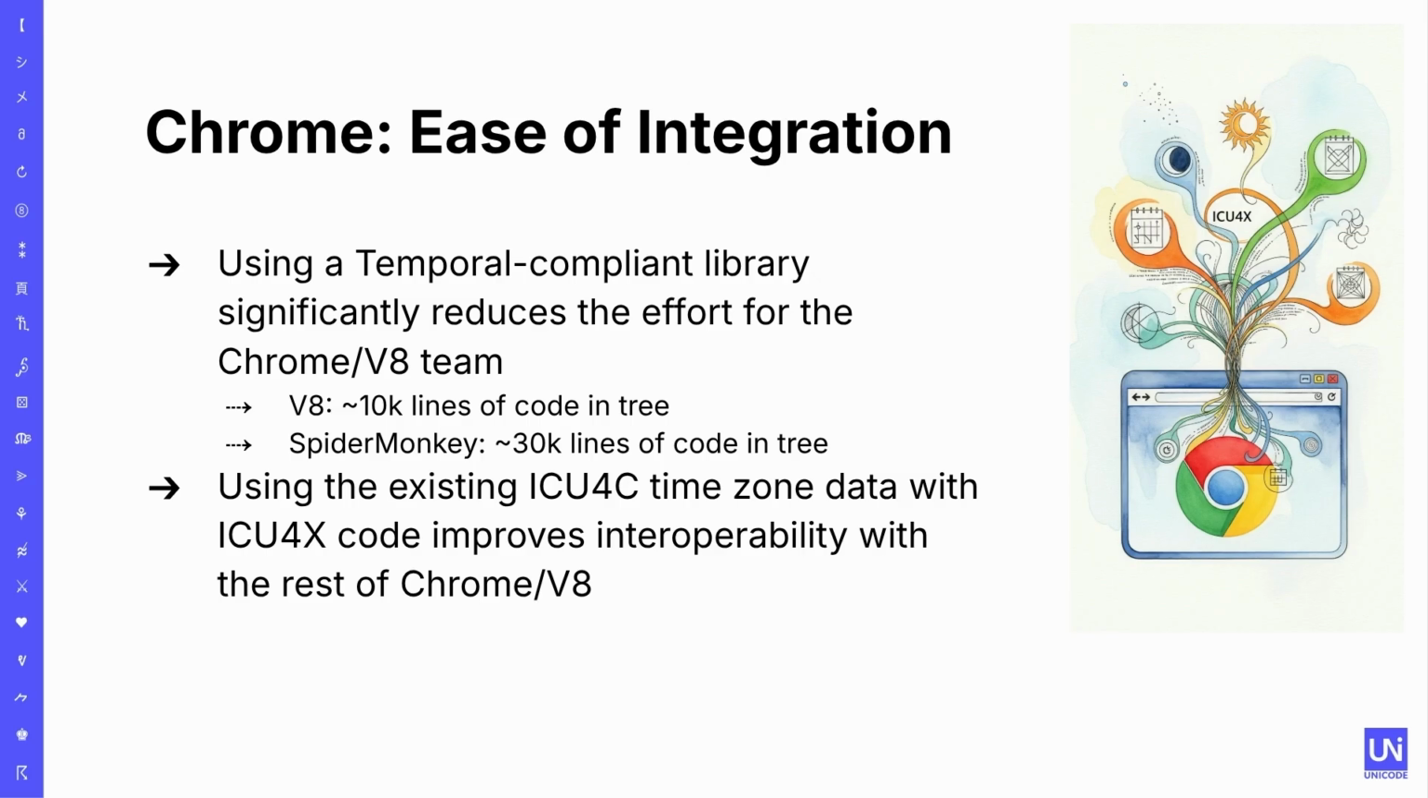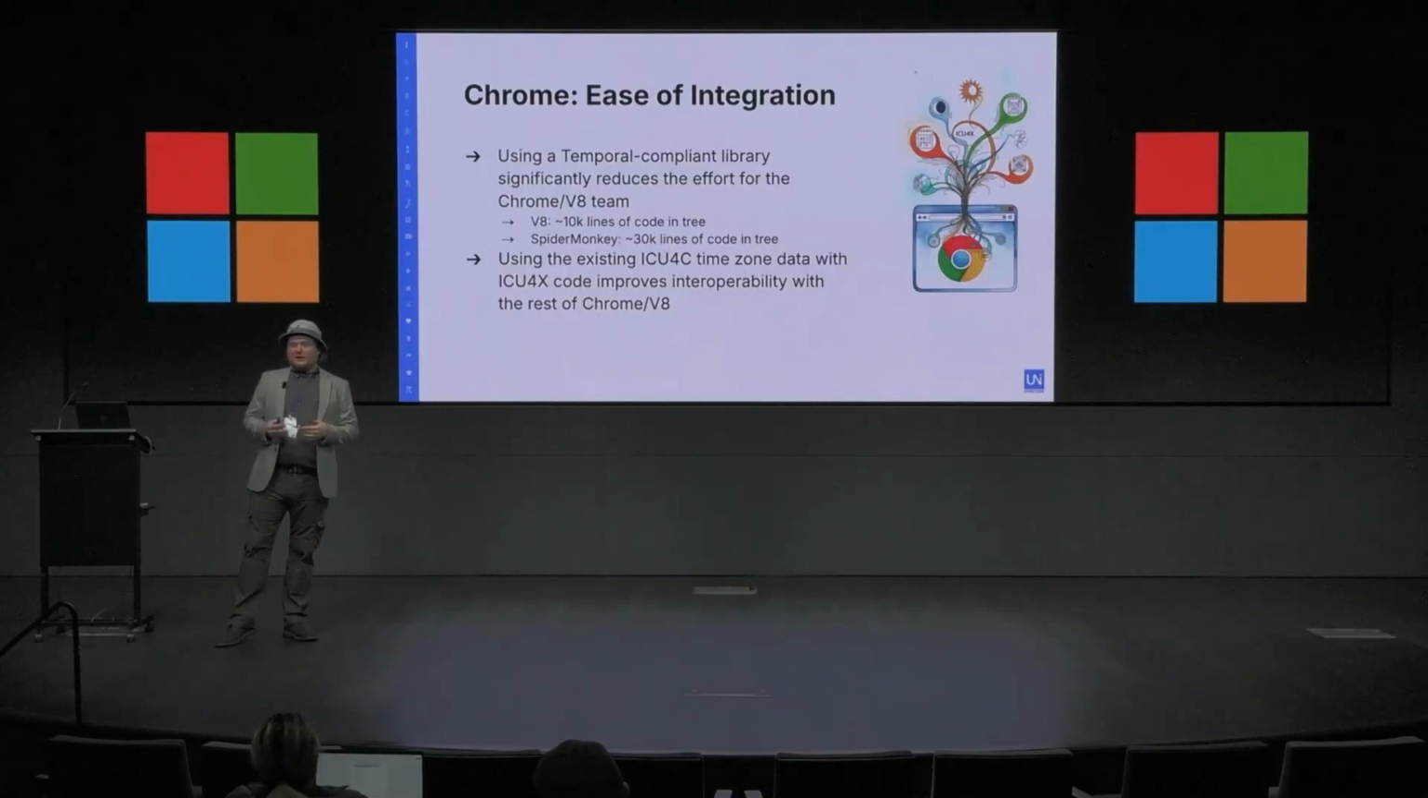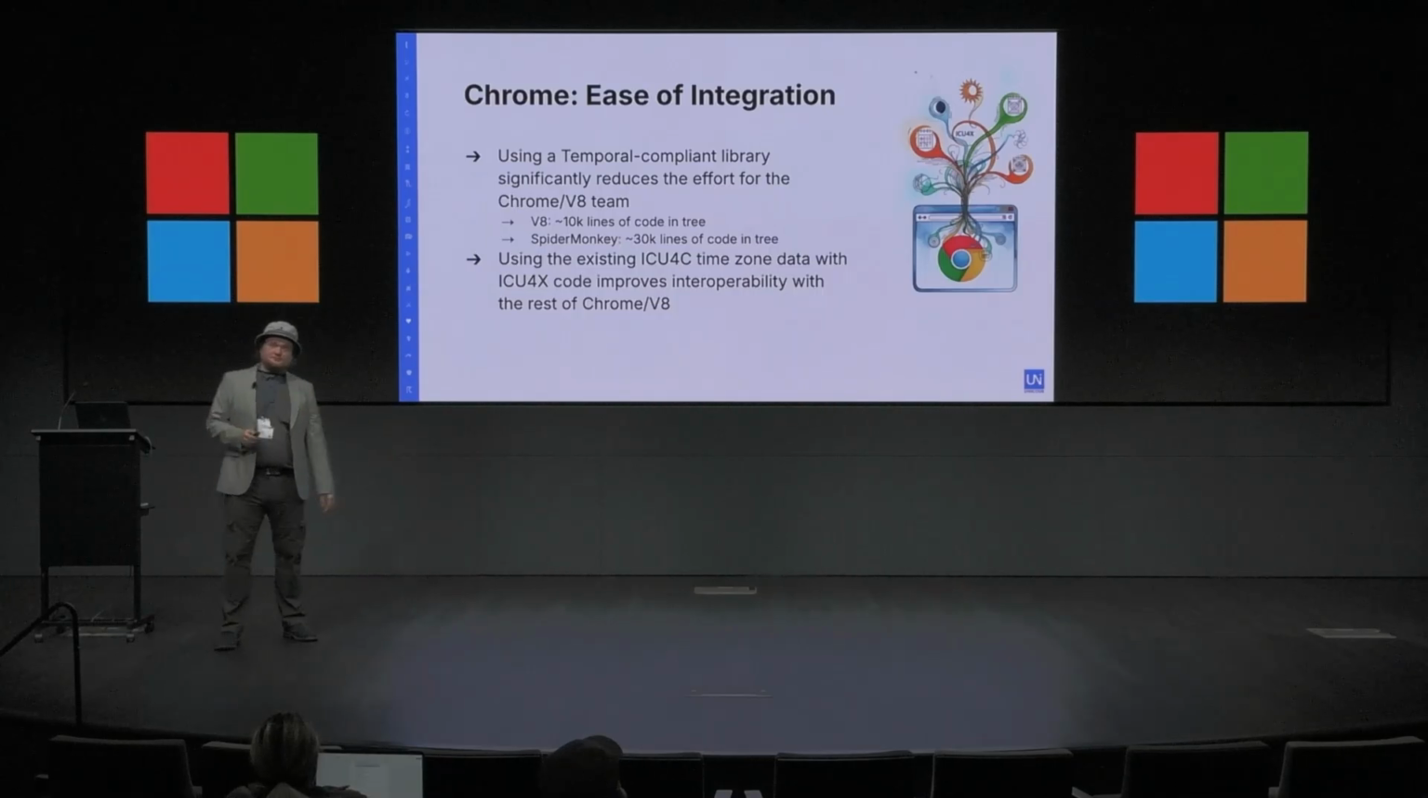forward. So just as an example, SpiderMonkey, which is Firefox, implemented Temporal straight up in Firefox, and that was about 30,000 lines of code. In V8, to support Temporal, it takes only 10,000 lines of code because so much of the logic lives in these third-party libraries, which is much easier for maintenance and for integration. The other thing I already mentioned, the ICU4C time zone database is still being used, so we don't have to ship duplicate time zone data.